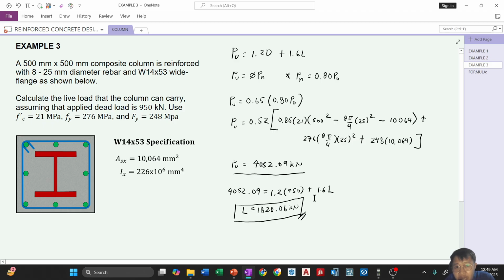Problems 1 to 3 are all short column and concentrically loaded. Okay? So, next video, pag-usapan naman natin yung long column and also yung mga eccentrically loaded column.